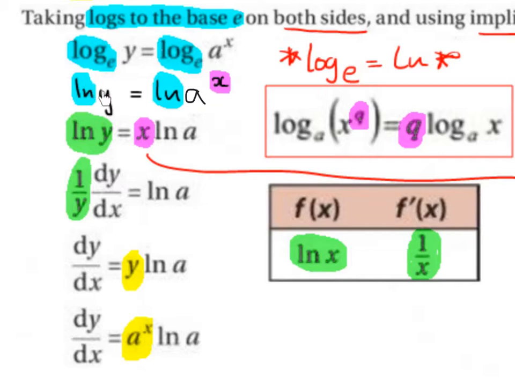So we have ln y equals ln a to the power of x. So we can bring the x down in front, using this law: log base a of x to the power q equals q log base a of x. We're using this law from our formula book, so we basically bring the power down in front of the log.